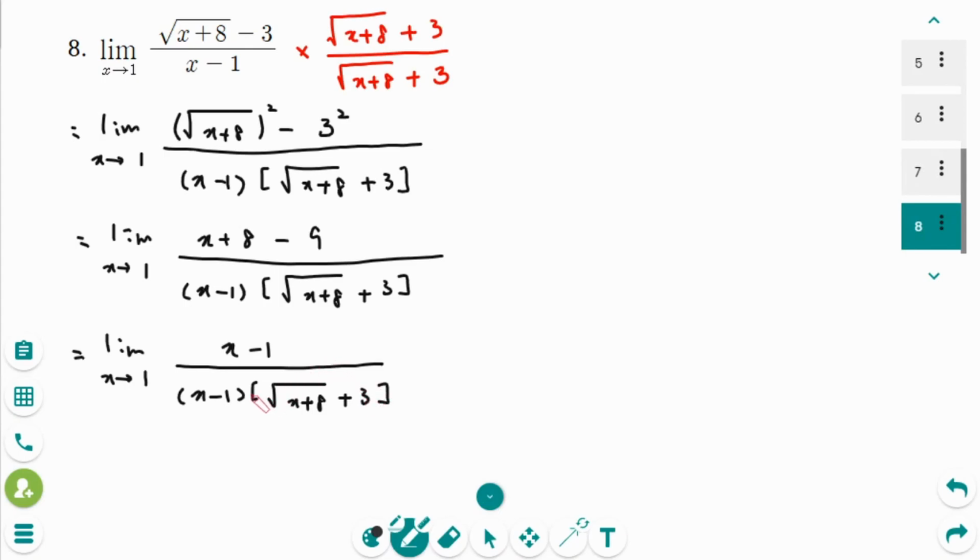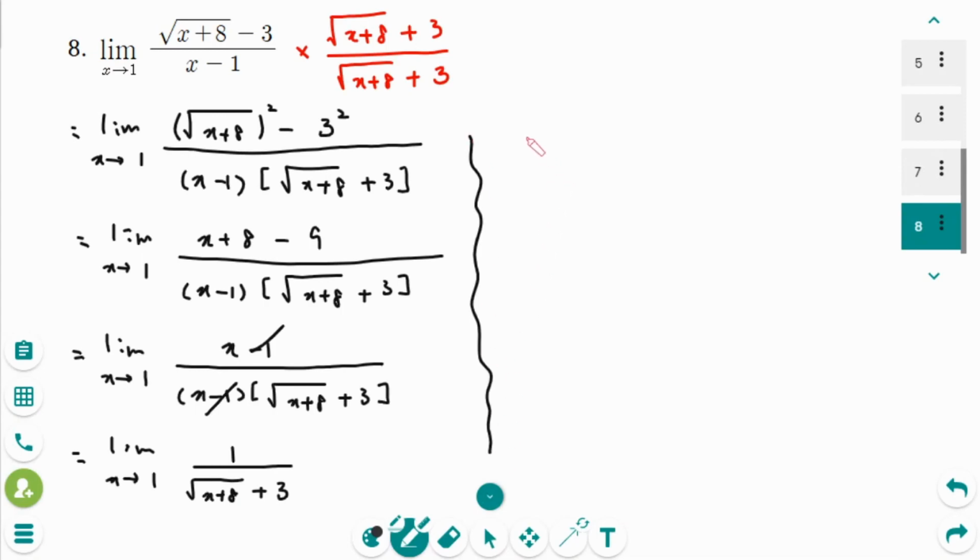And then cancel the common factor, which is x minus 1. And then limit as x approaches 1, 1 over square root of x plus 8 plus 3 equals, so put 1 into x, 1 over square root of 1 plus 8 plus 3, 1 over square root of 9 is 3 plus 3, so 1 over 6. So we get the 1 over 6 as the answer.